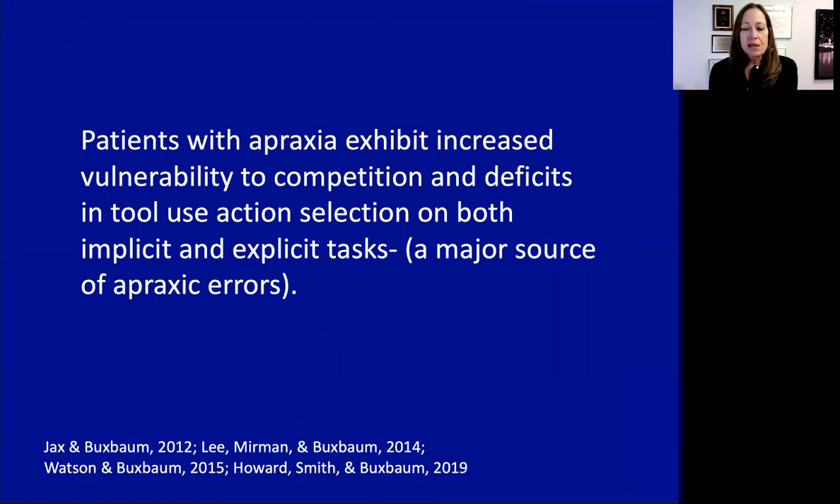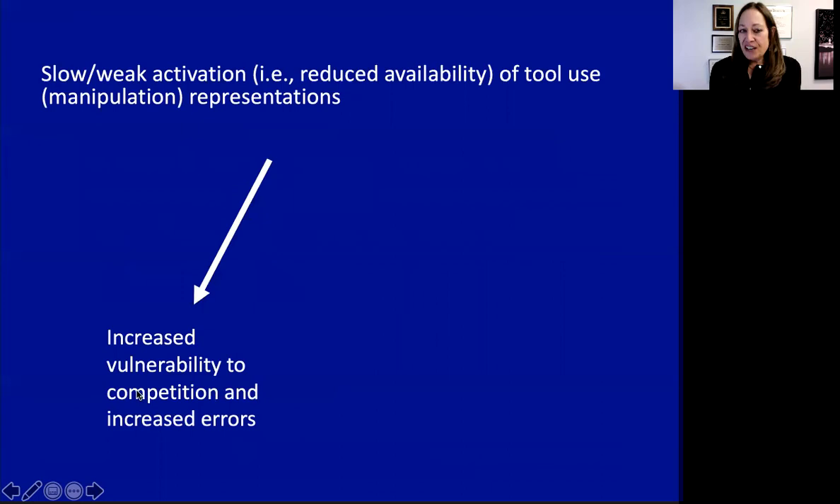So what I've shown you is that patients with apraxia exhibit increased vulnerability to competition and deficits in action selection on both implicit and explicit tasks. And we think this is a major source of apraxic errors. The slow weak activation leads to increased vulnerability to competition. And there's another deficit that we think might result from this slow and weak activation, which are problems in predicting actions online and an increased reliance on visual feedback.